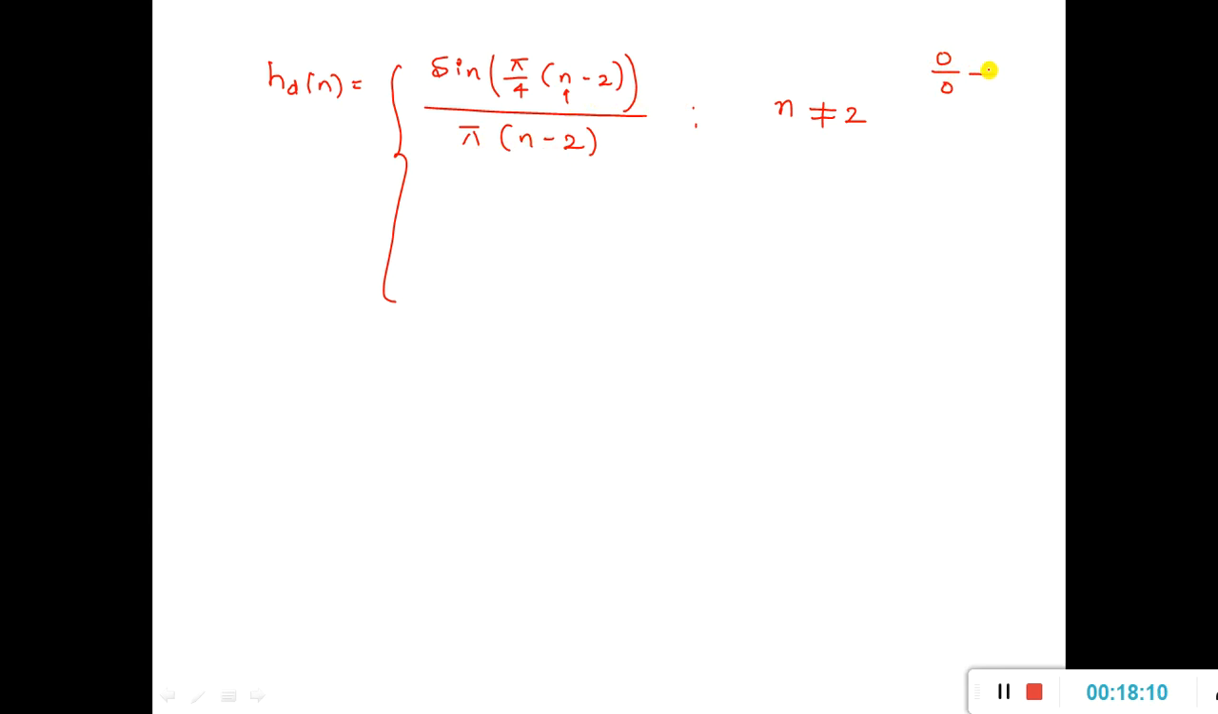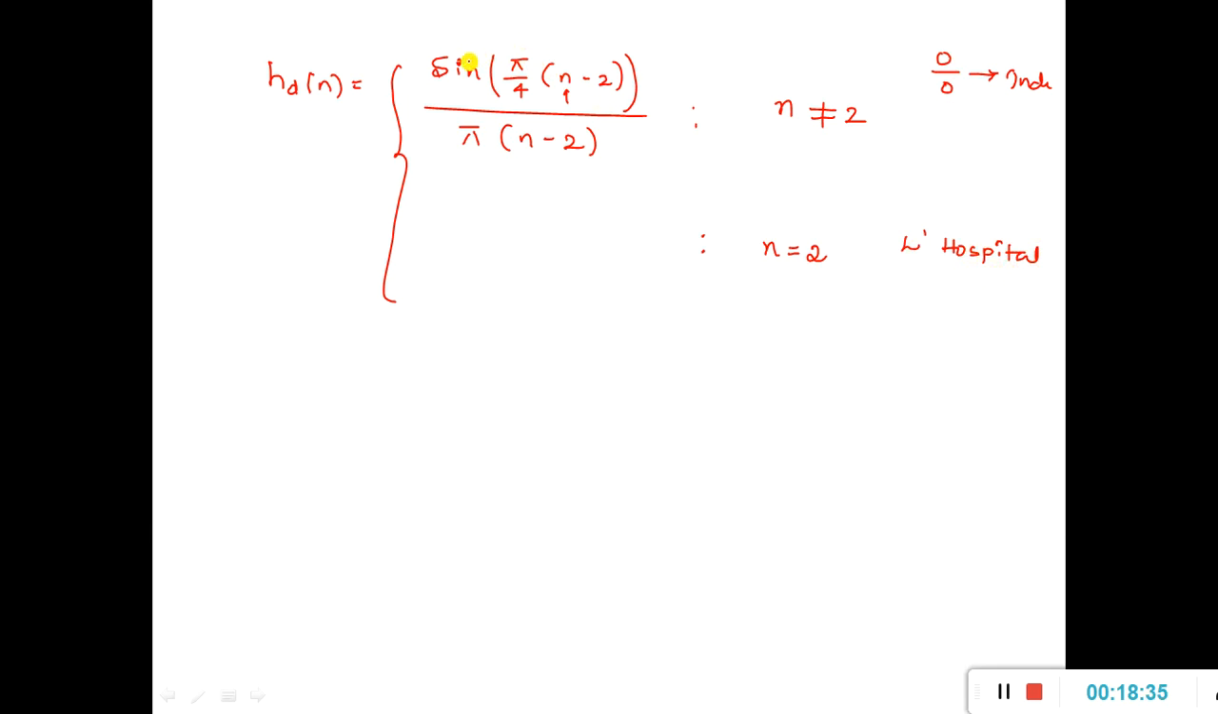Denominator is also 0, so it will lead to an indeterminate form. So what should I do if I want to have n equal to 2? It is very simple. You go for L'Hospital's rule. You already know that.